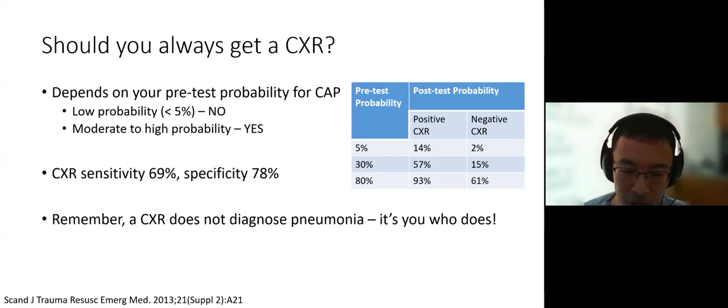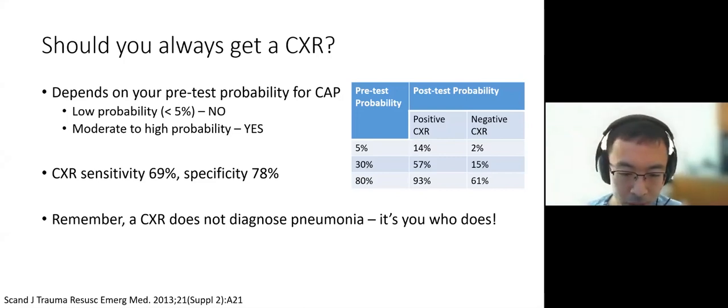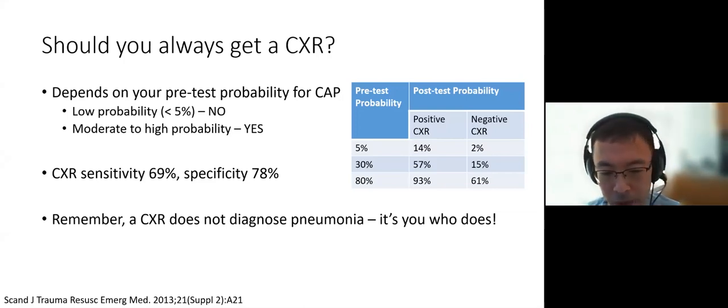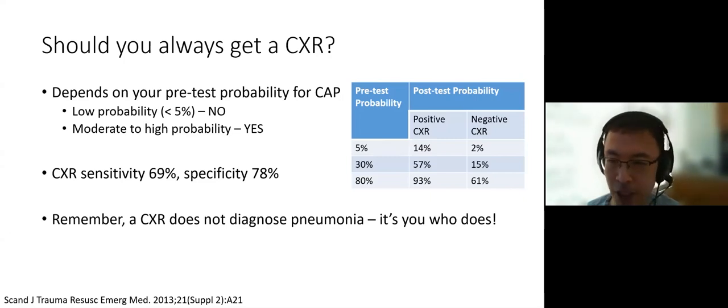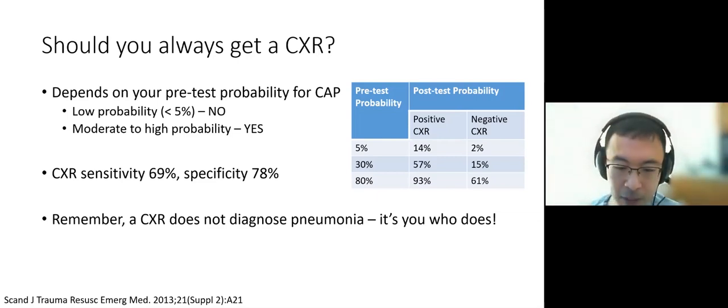And so a chest x-ray is most useful when the pretest probability is somewhere in the middle. So if this patient has cough and some other positive physical exam findings, your pretest probability may be 30%. So in this case, the chest x-ray has greater power in changing the probability. So if the chest x-ray is positive, then you will likely treat for pneumonia as the probability is now 57%. And if it's negative, then you likely shouldn't treat because the risk is only 15%.